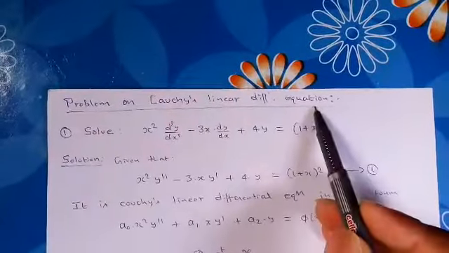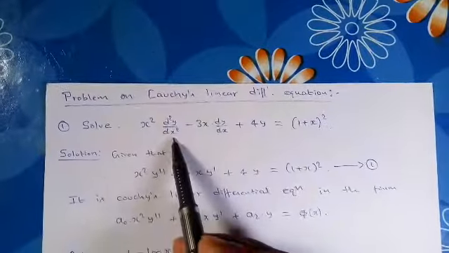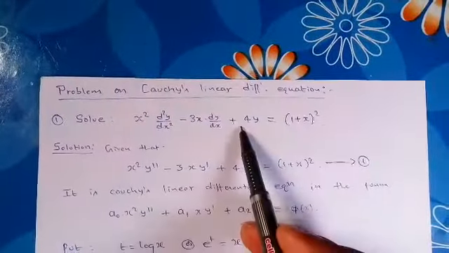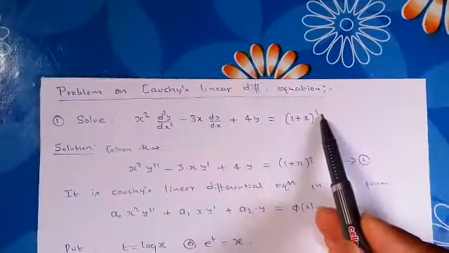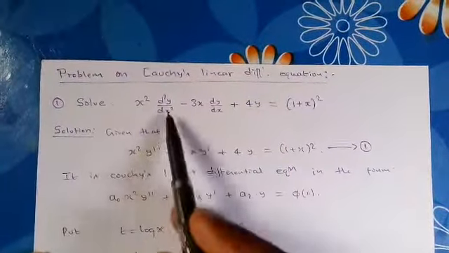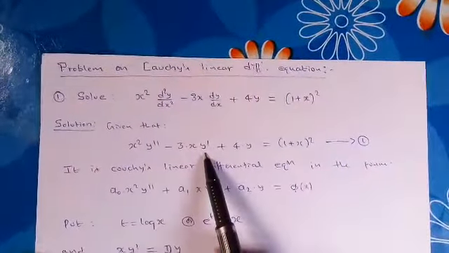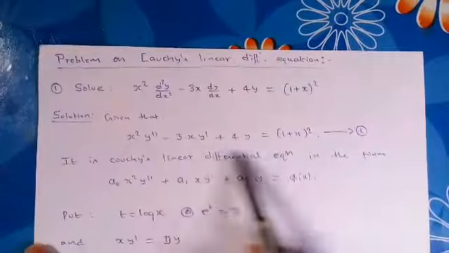Let's see one problem on Cauchy linear differential equation. Suppose the problem is: solve x square d square y by dx square minus 3x dy by dx plus 4y equals 1 plus x whole square. Here the equation can be written with the second order derivative as y double dash, and dy by dx can be written as y dash.